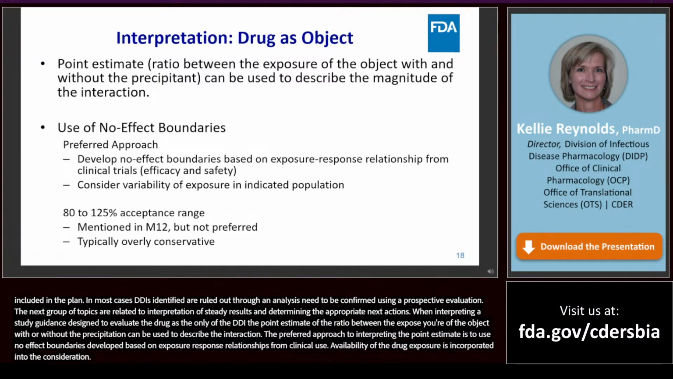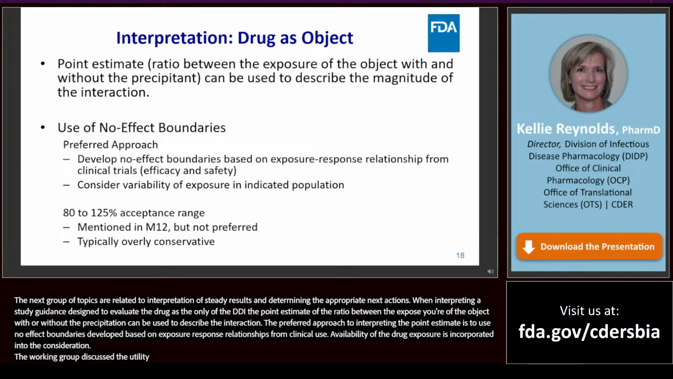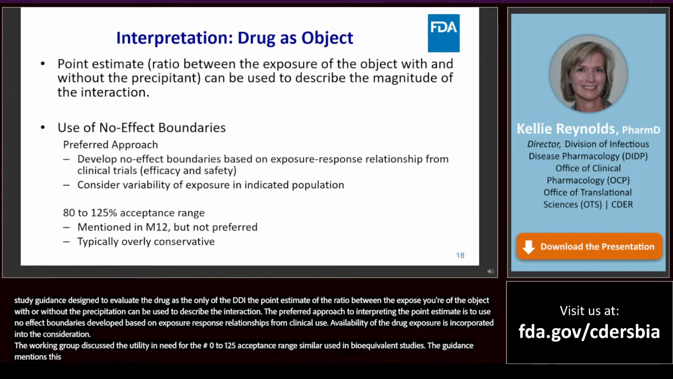The working group discussed the utility and need for the 80 to 125% acceptance range, similar to that used in bioequivalence studies. While the guidance mentions this approach to no-effect boundaries, it is typically overly conservative and not necessary or recommended.